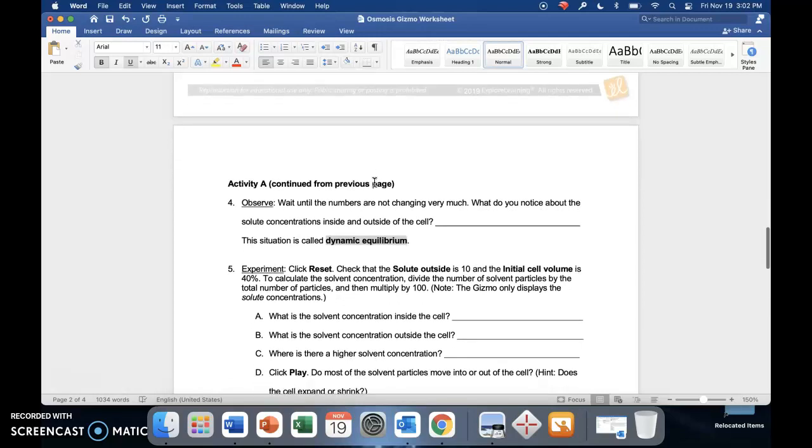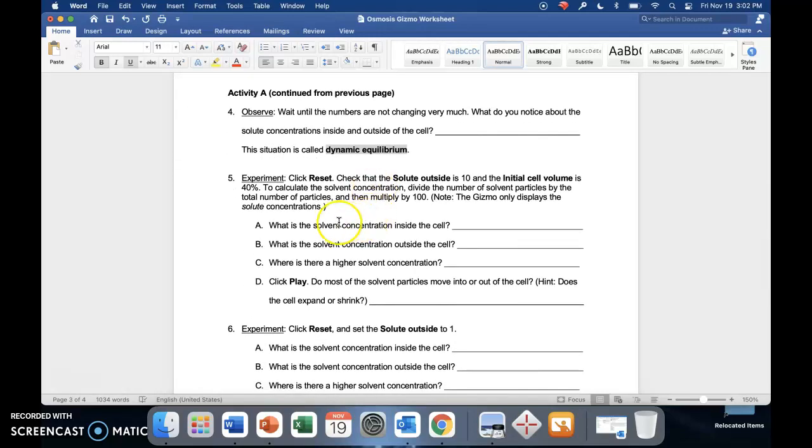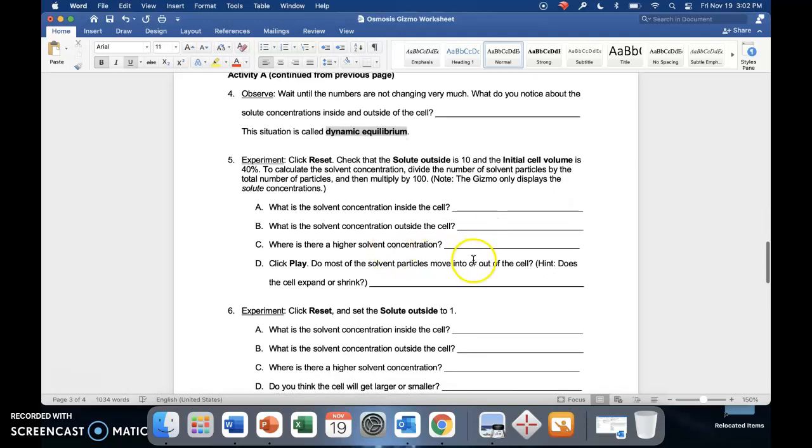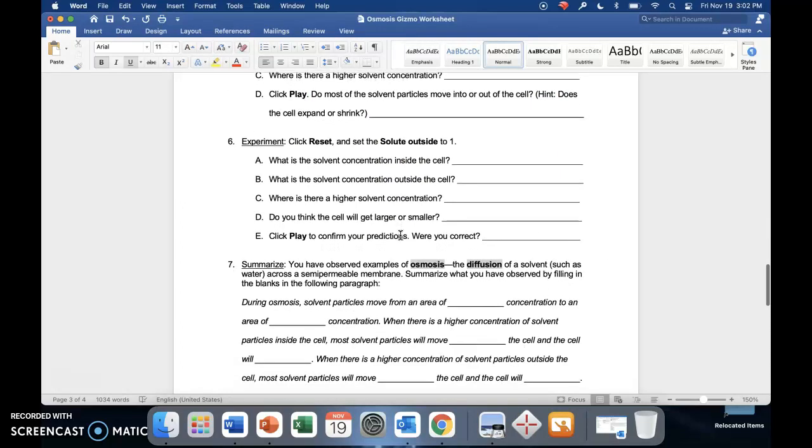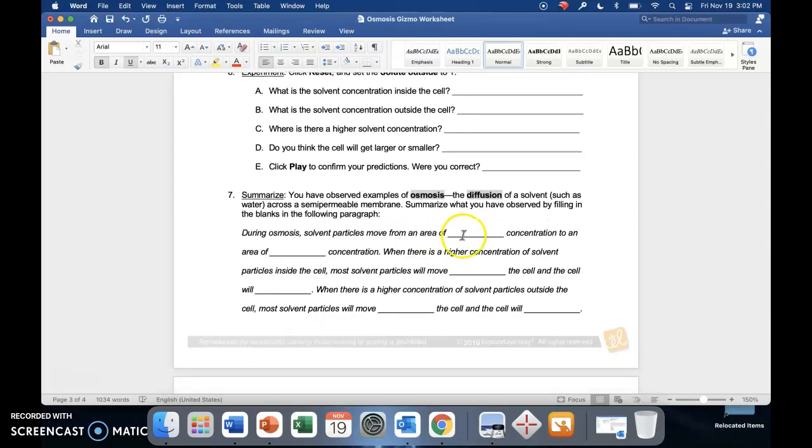Okay. Again, solvent concentration inside the cell, solvent concentration outside. You just get that right off the Gizmo. Does the solvent move into or out of the cell? Again, just watch and see if the cell expands or shrinks, and that'll tell you, because the solvent will be the water or the green particles. And then you just have to do some fill in the blank.